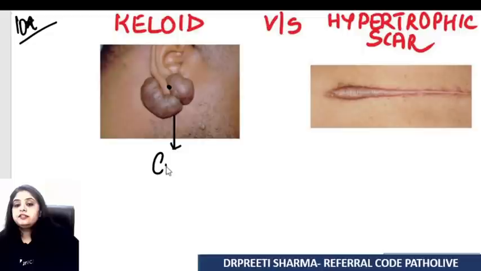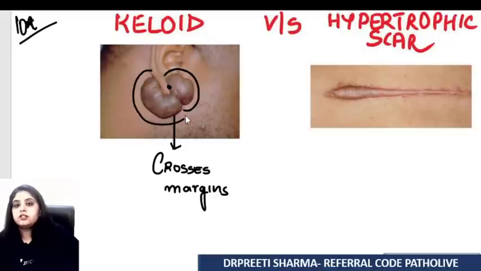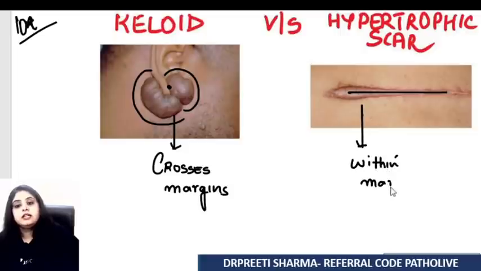So I can clearly see that the keloid tends to cross the margins. Whatever margins are there of the wound, see, the ear piercing was small and it has totally crossed all the margins. Whereas a hypertrophic scar is well within the margins. Wherever the wound has been inflicted, it is well within the margins. Keloid versus hypertrophic scar. Well, since it's such a favorite topic of the examiner, I have to quickly revise the two questions that have been asked on keloid.